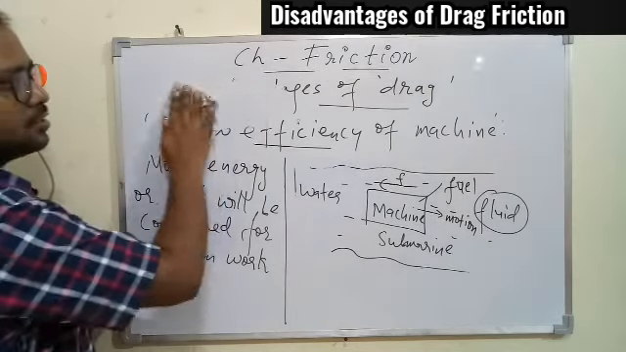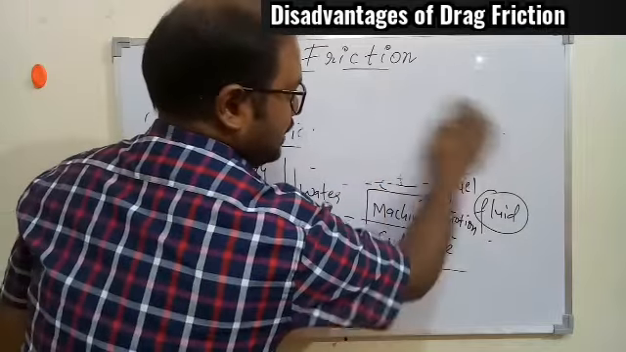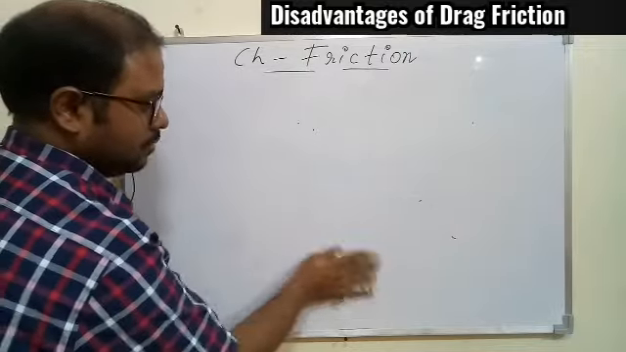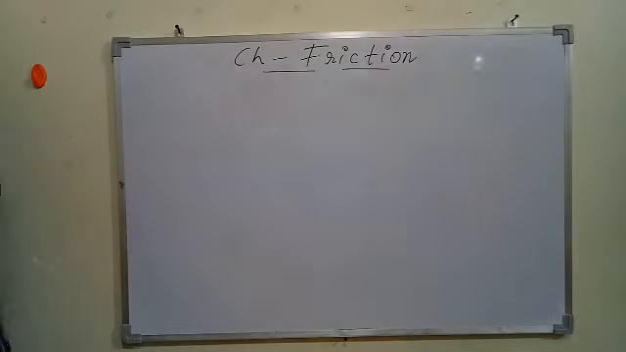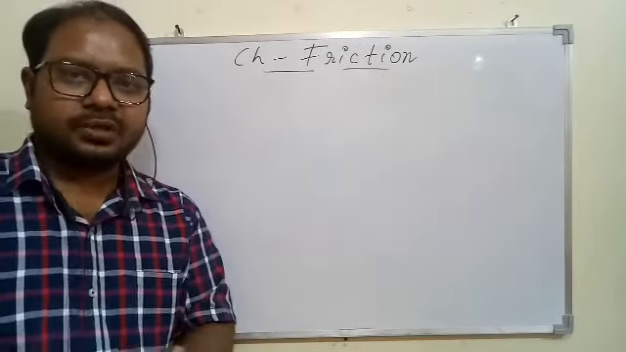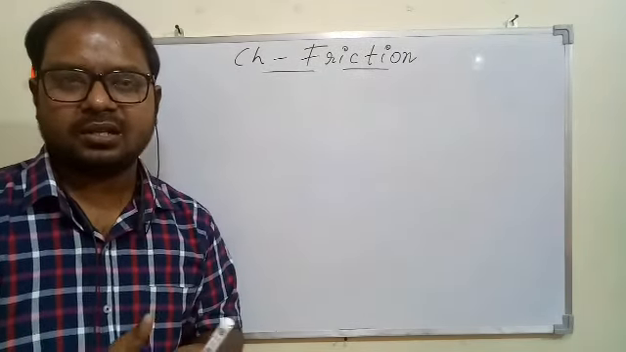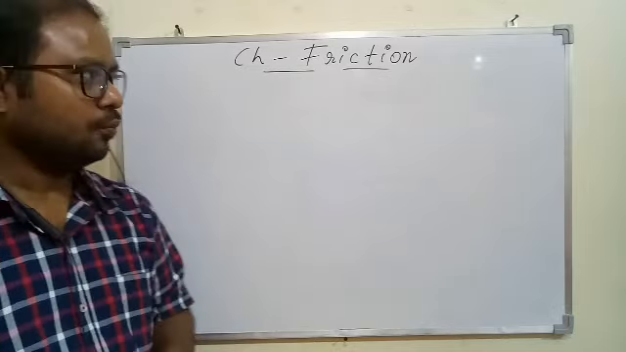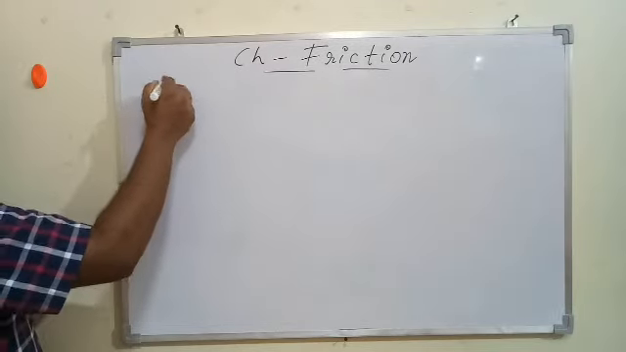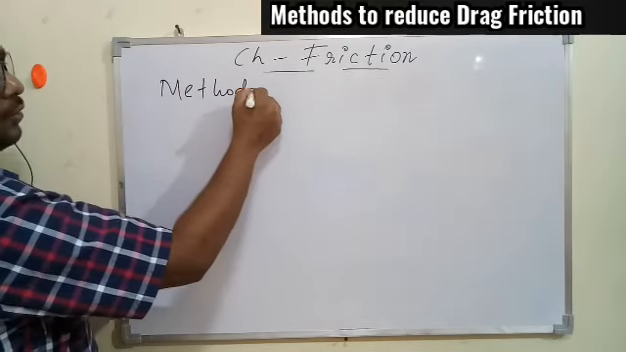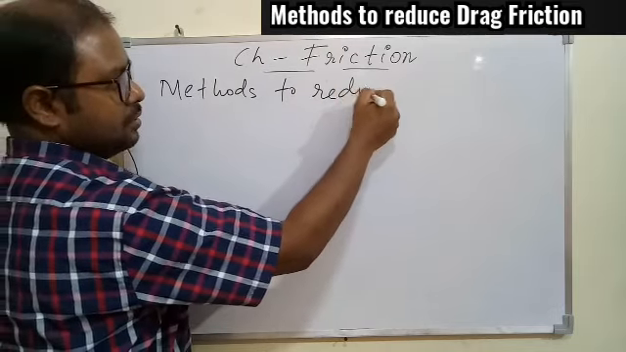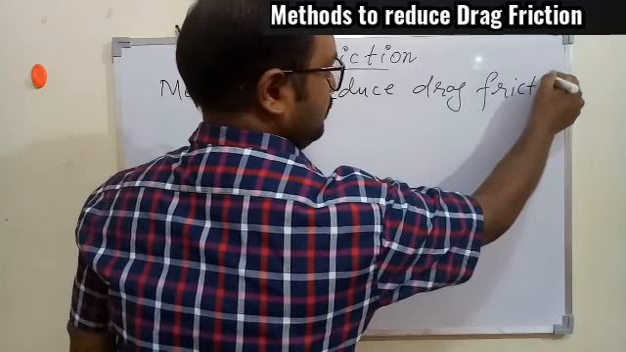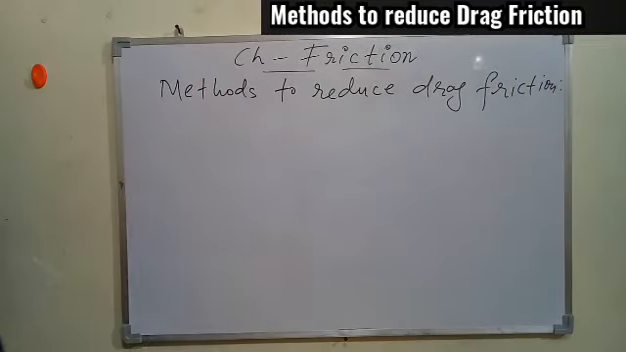Now let's move to the next topic, and that is the last topic of this chapter today, and then this chapter will be over. So overall we understood the drag friction has disadvantages, so somewhere we need to reduce the drag so that we can have some benefit. So that is the next topic we have: methods to reduce drag friction, or simply drag.